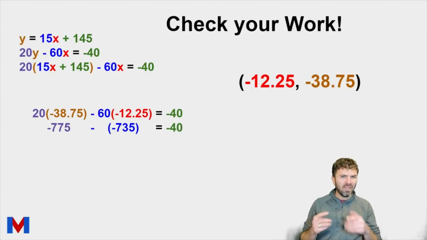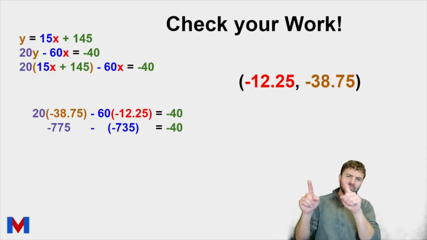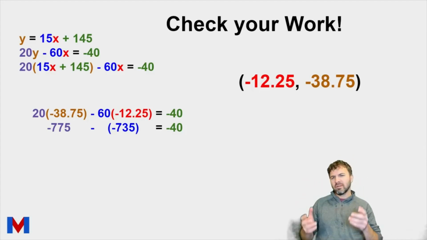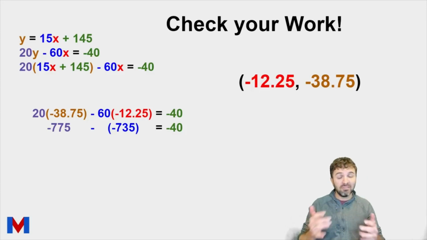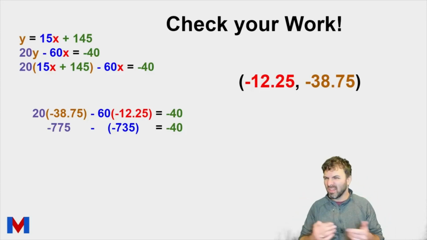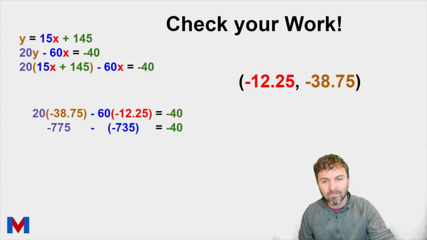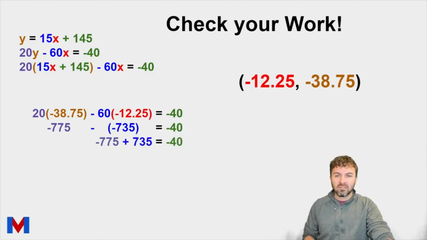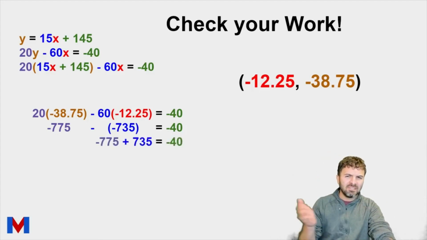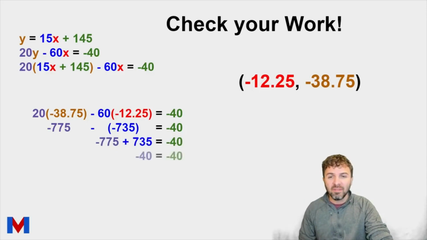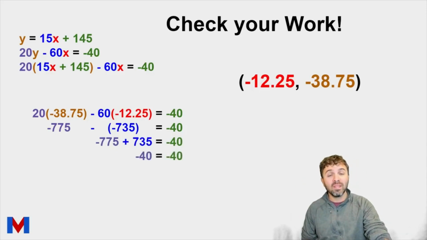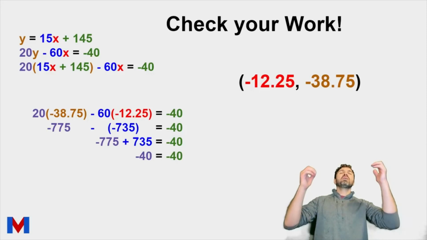And by the way, if you have a calculator, you can just plug the whole entire line there into a calculator and see, does it equal negative 40? If it does, then there you go. If not, then you got to go this way. All right, and then I'm gonna rewrite this because minus negative is the same as plus. And then when we simplify that, we get negative 40 equals negative 40, which is what we wanted.